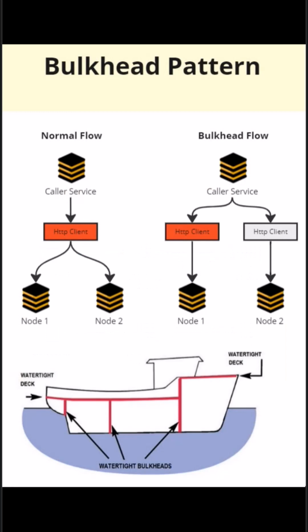Welcome to microservice design patterns. Today we will explore the bulkhead design pattern. In software architecture, the bulkhead pattern is like the compartments in a ship, which prevent the entire ship from sinking if one compartment is breached. Similarly, in a system, different components or services are isolated into separate compartments or bulkheads. This isolation helps contain failures, ensuring that if one part of the system encounters an issue, it does not bring down the entire system.